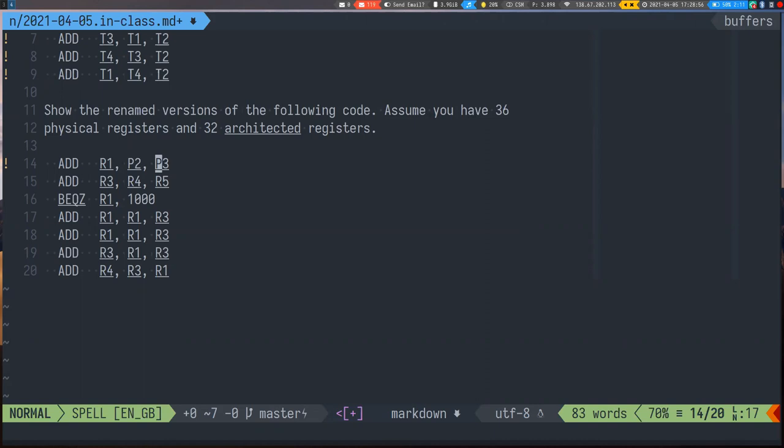And then instead of writing to R1 or P1, we're still going to have this concept of allocating a new register for all of our writes.